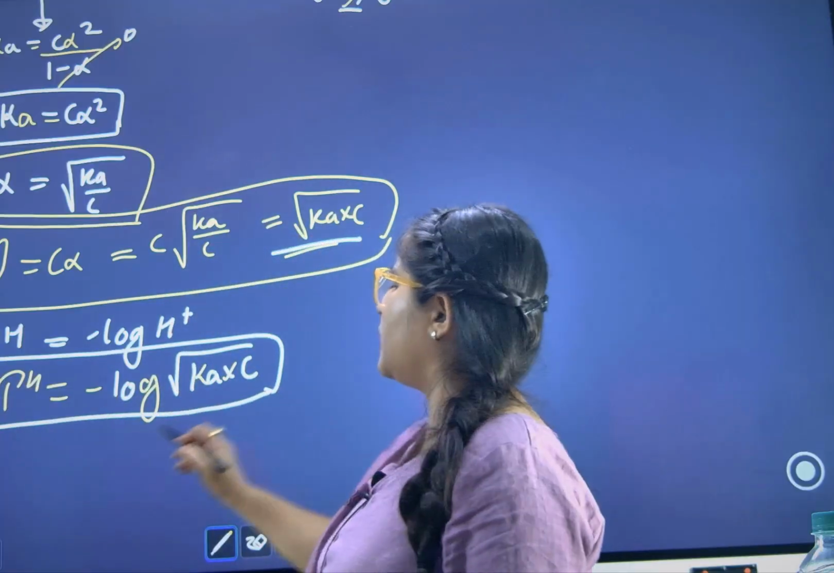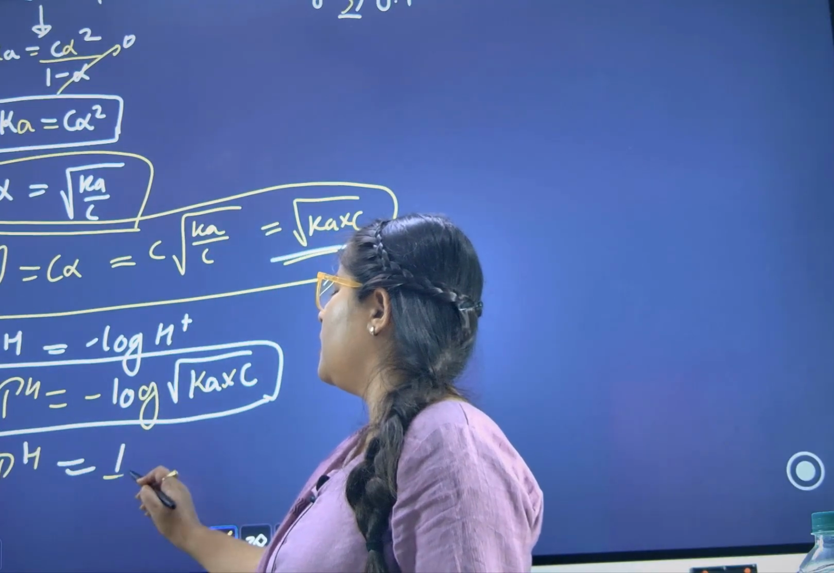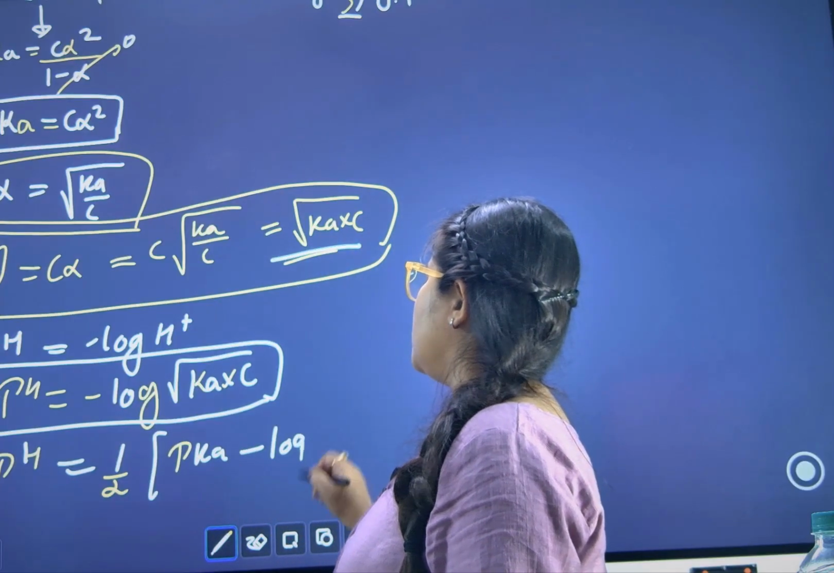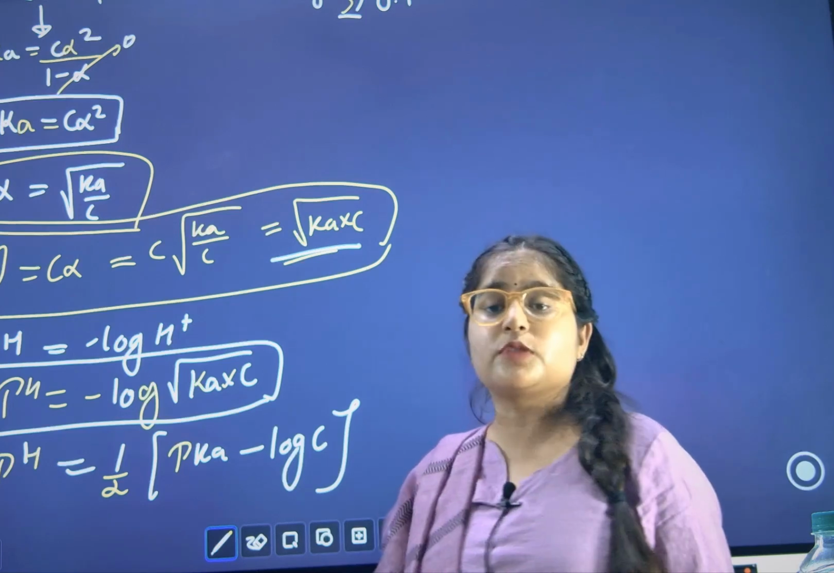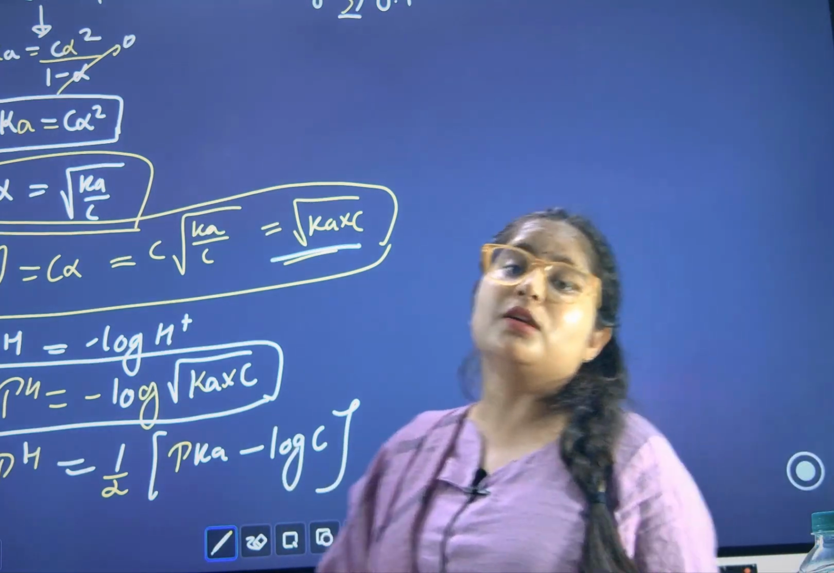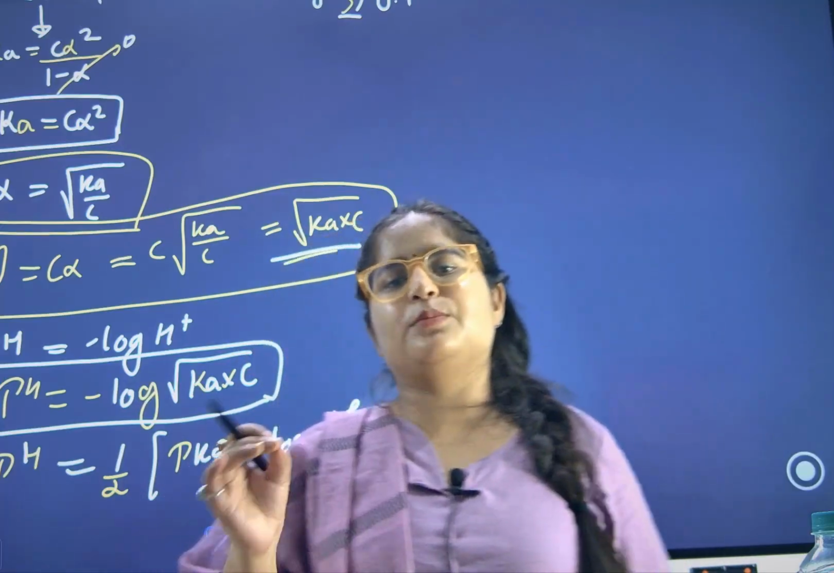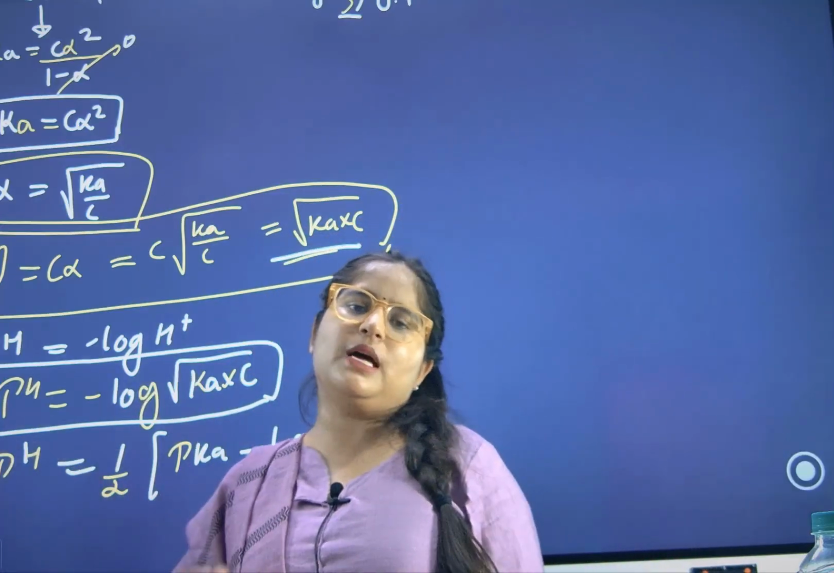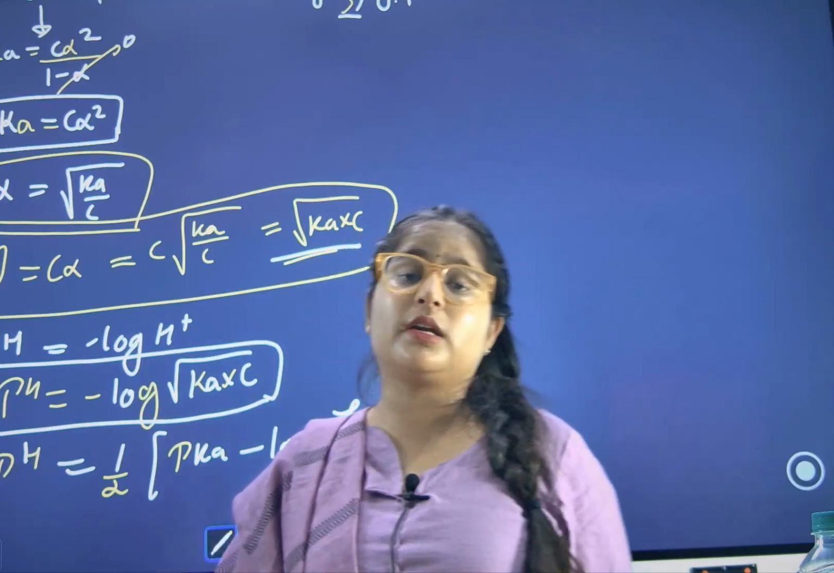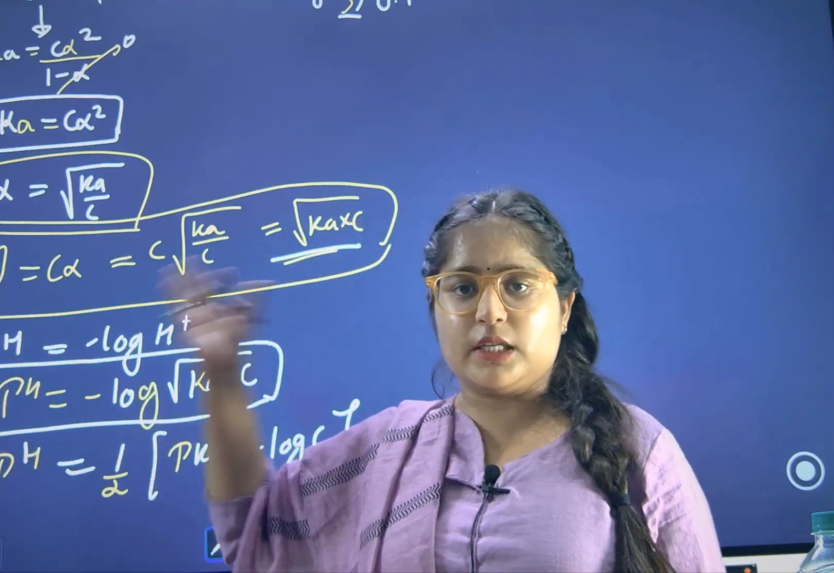Under root means power half. So, one more formula of pH will come, that will be half pKa minus log C. What is the formula for pH for weak acid? Half pKa minus log C. So in strong base, strong acid, it was very easy. Calculate H ion and put it into pH, minus log H ion. But for weak acid, as the dissociation is not 100%, we have to find alpha, then H ion, and only then pH using these formulas.